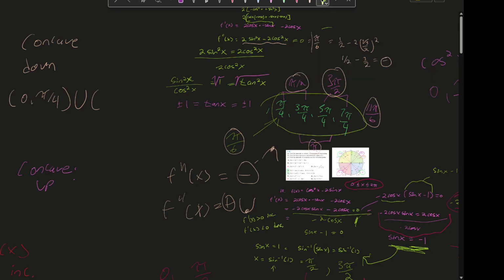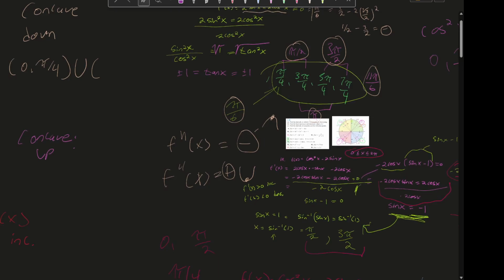What are we testing? We did pi over 6. Now pi over 2. That's nice. I could do this in my head. Sine of pi over 2 is 1, squared, 1 times 2, 2 minus that is 0, since cosine of pi over 2 is 0. So we're left with 2 there. That's positive, so we're going to add that to our concave up interval, pi over 4 to 3 pi over 4.